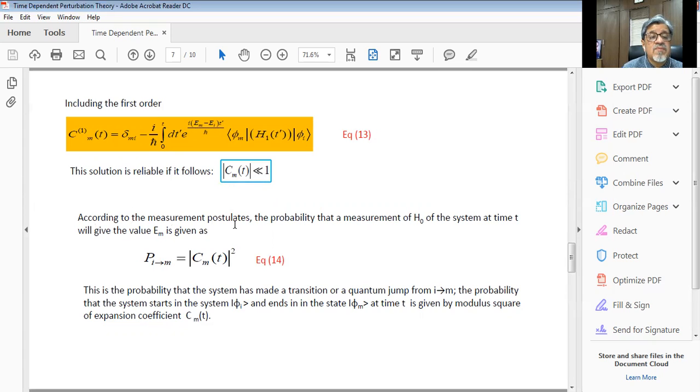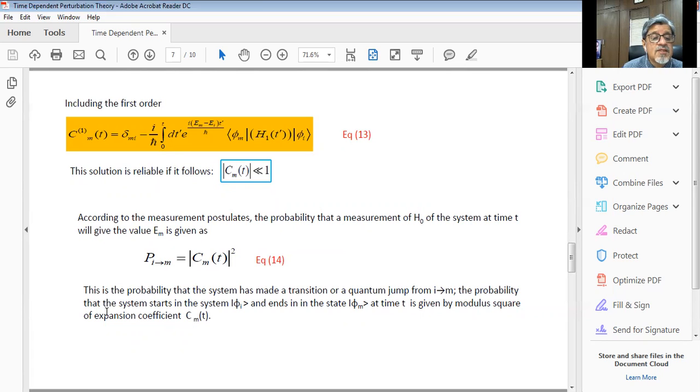According to the measurement postulate, the probability that the measurement of H0, the time-independent Hamiltonian of the system, at time t will give the energy Em is P(i to m) equal to modulus Cm(t) square. This shows the probability of transition from i to m. So this equation can be represented in words: this is the probability that the system has made a transition or a quantum jump from i to m.